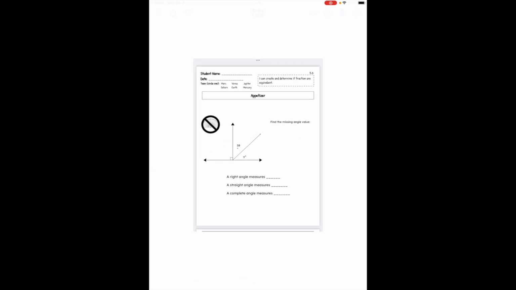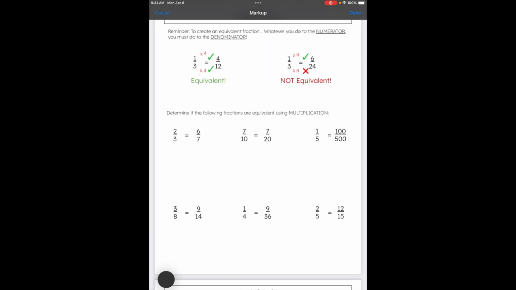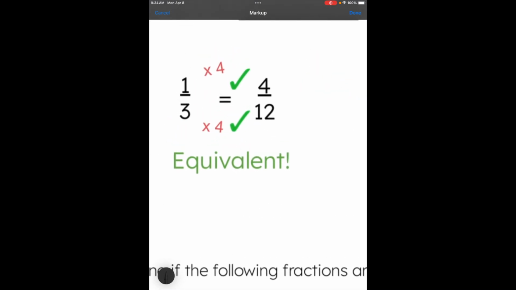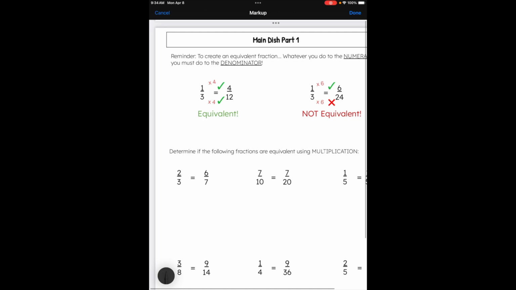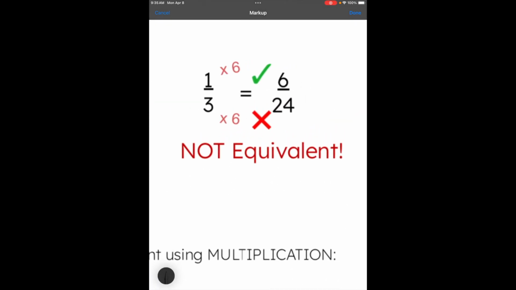All right, we're going to go ahead and move on and continue our work with creating and determining if fractions are equivalent. Just a reminder, whatever we do to the numerator, we have to do to the denominator, and if we can do that rule to both the numerator and denominator, the fractions are equivalent. If for some reason we do the rule and it is not equal, then it's not equivalent.